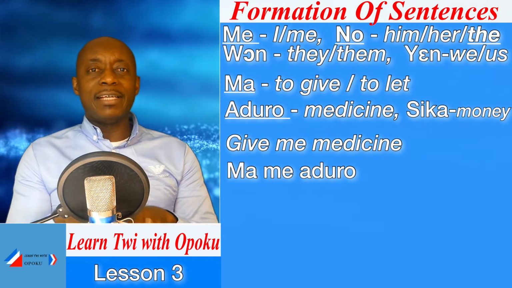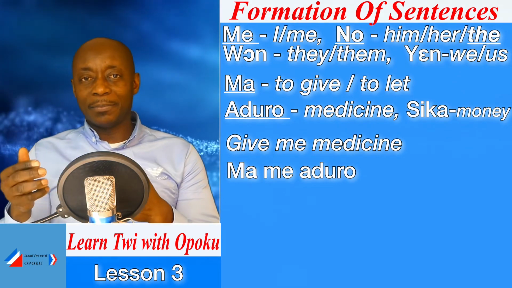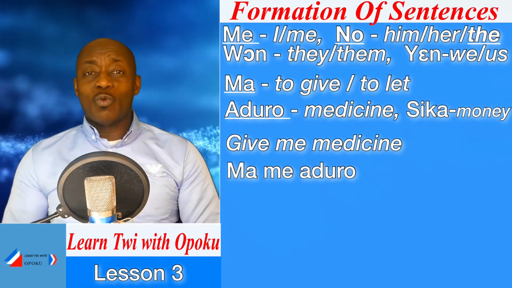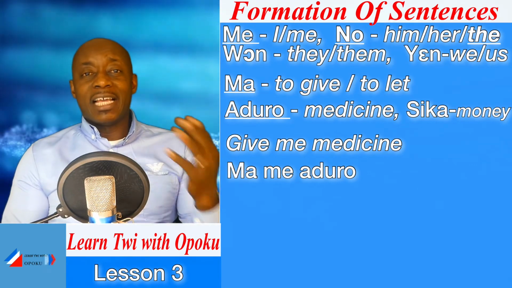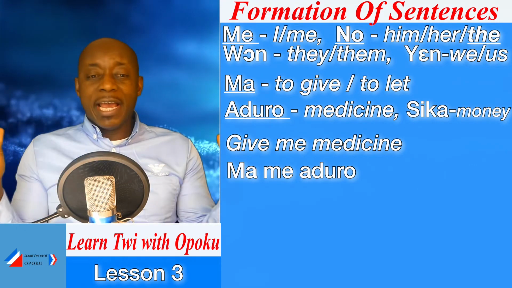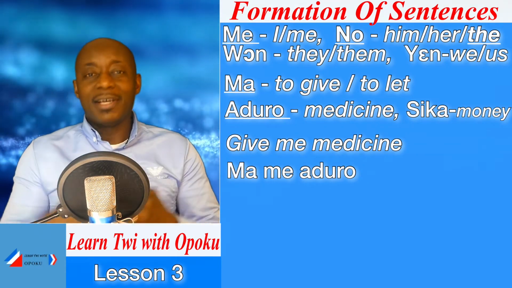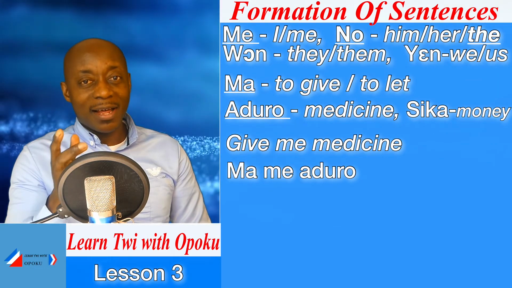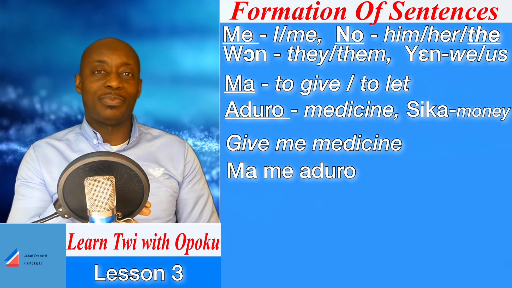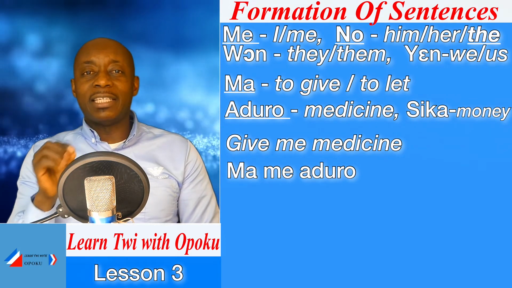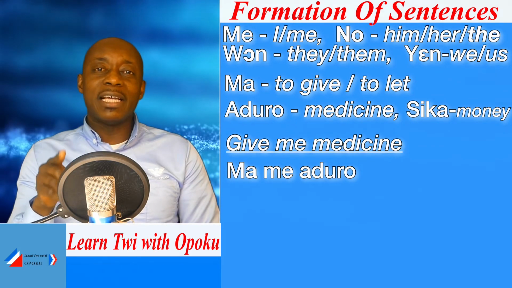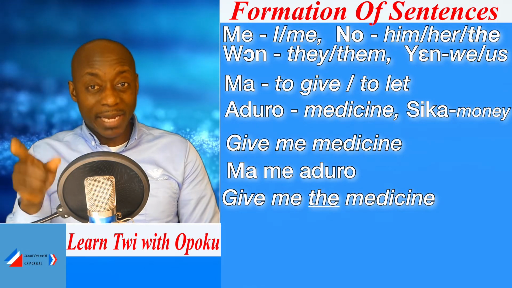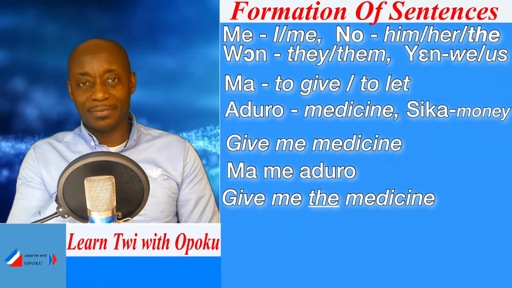So instead of saying mami aduro, that is give me medicine, we are not going to give the giver the choice of medicine to give. When you say give me medicine, the giver has the right to give you any medicine that he or she wants. But this time around, we are going to be specific and tell the giver the particular medicine that we want. So in this case, we'll have to use the definite article. So instead of saying give me medicine, we will say give me the medicine.